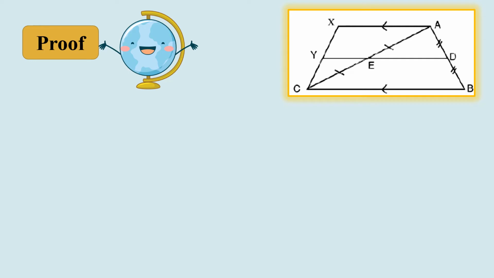Okay, proof here. In triangle ABC, since D is the midpoint of AB, E is the midpoint of AC, then DE parallel to BC. And since DE parallel to BC, AX parallel to BC, then DE parallel to AX. In triangle CAX, since E is the midpoint of AC, then EY bisects CX, and EY parallel to AX, then Y is the midpoint of CX.